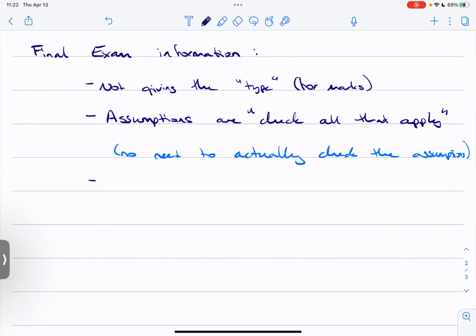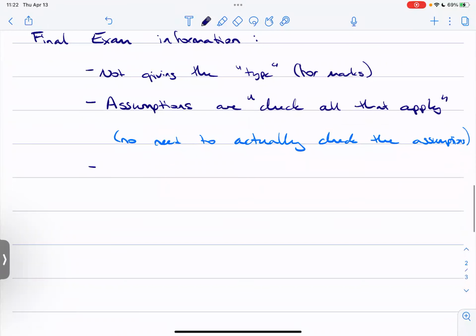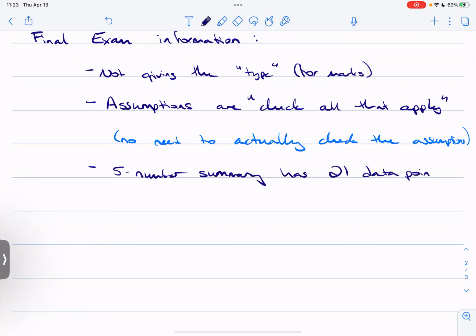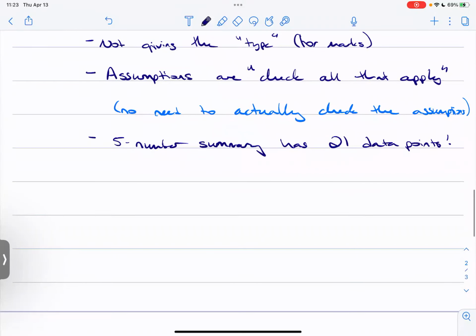Anyways, the 5-number summary has 21 data points, so be careful sorting.